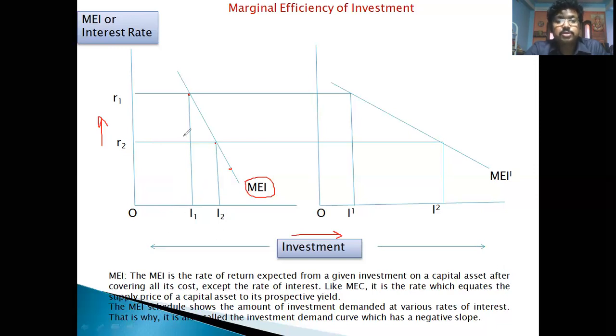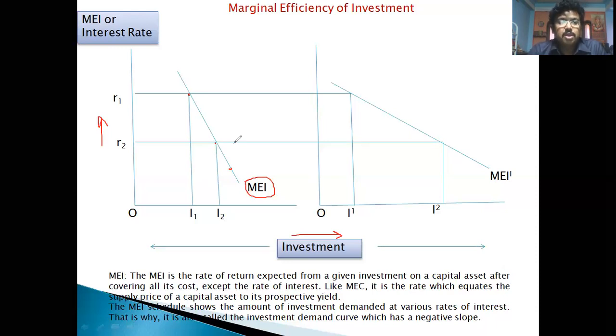Okay? So there is a negative slope in the MEI curve. Now, I hope you have an understanding of the marginal efficiency of capital and marginal efficiency of investment, and what is the relation between the marginal efficiency of capital and the marginal efficiency of investment.